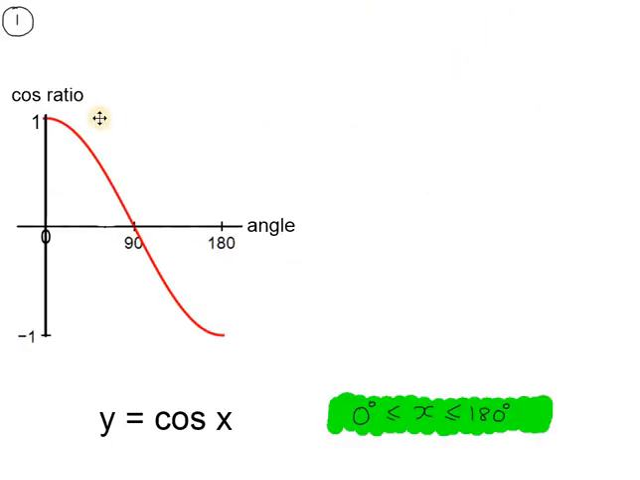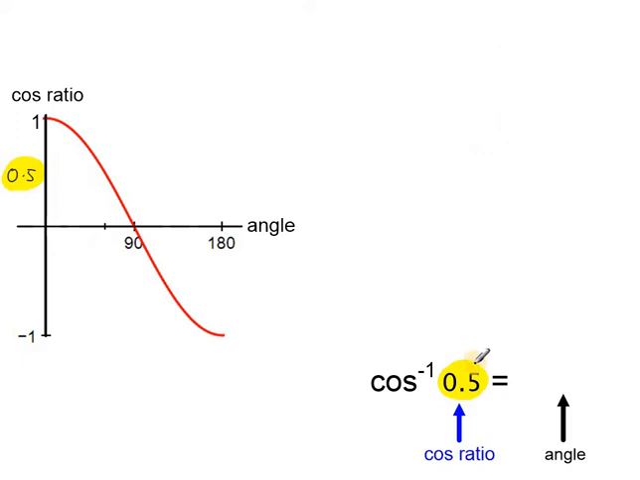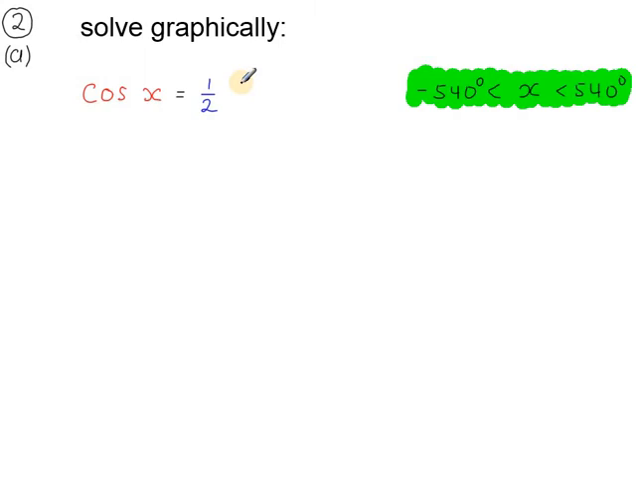Example 1. So we're looking at the cosine graph in the interval 0 to 180 degrees, and we want to work out the value of cos 60, the cosine ratio. So starting with 60 degrees, the ratio is 0.5. Starting with the cosine ratio, using the inverse cosine function, cos inverse, we get 60 degrees.